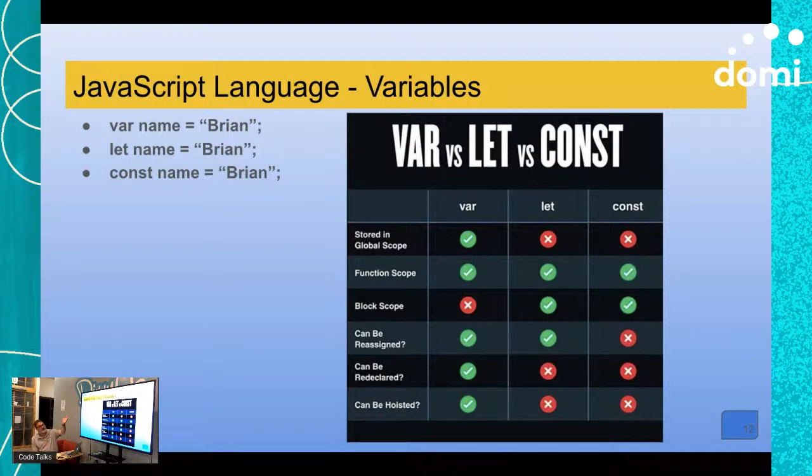So a variable is nothing more than just a location in memory. An easy way to think about a variable is it's a box. It's a box that I'm going to put a piece of data into, right? Just one piece of data. And in this case, this piece of data is the name Brian.